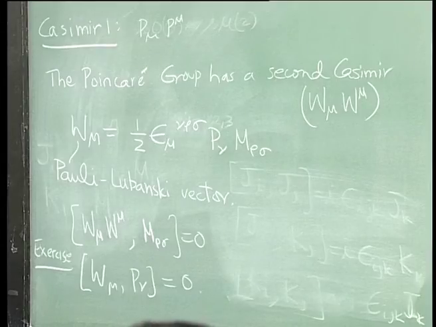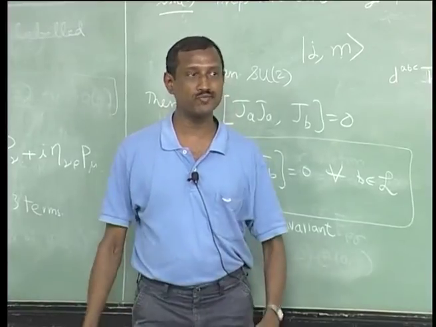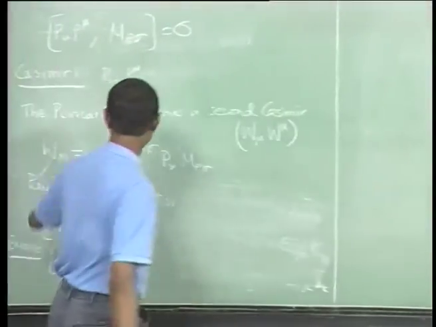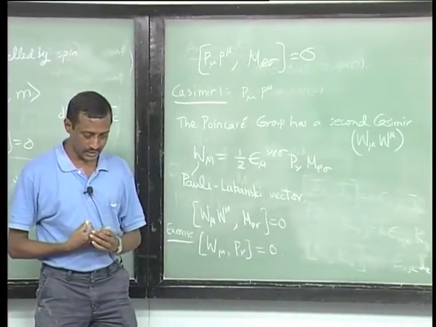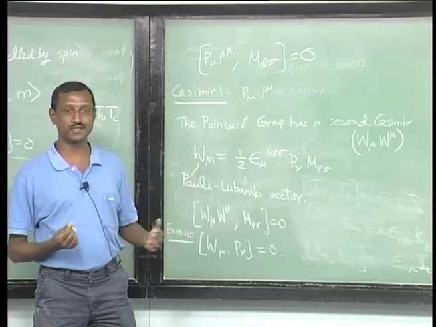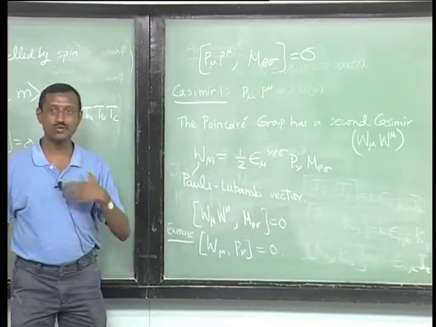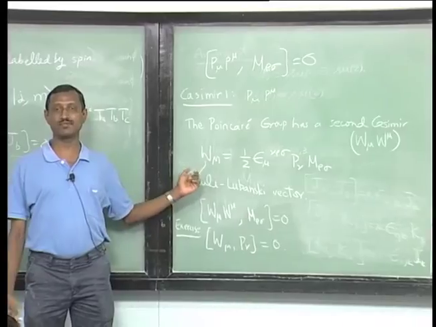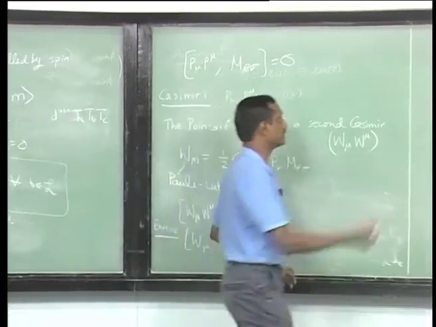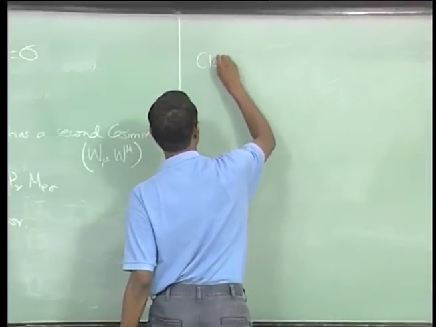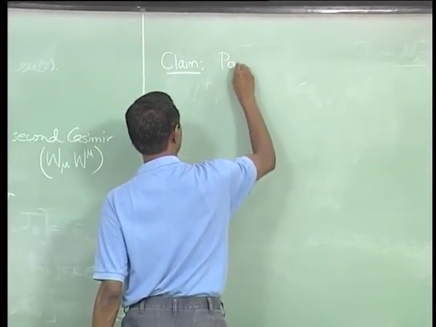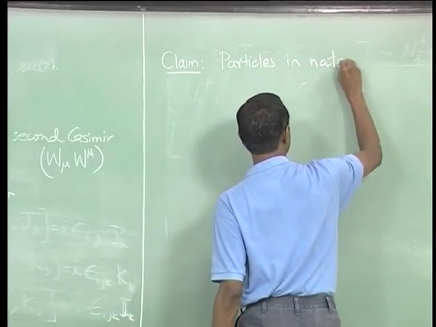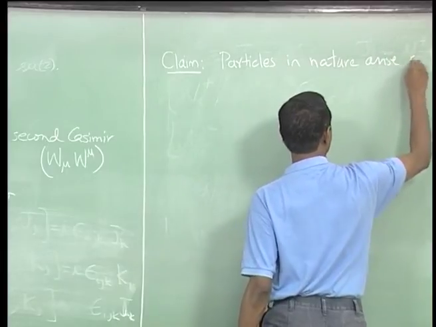So, now what this tells you is that any irrep of the Poincare group will have two labels. Okay. So, before we do that, let us look at objects which can be in representations of the Poincare group. So, if we take that to be a fundamental symmetry in nature, you would think that fundamental particles in nature should be in some irrep of this thing. Okay. So, we will make a claim: particles, fundamental particles in nature arise as irreps.